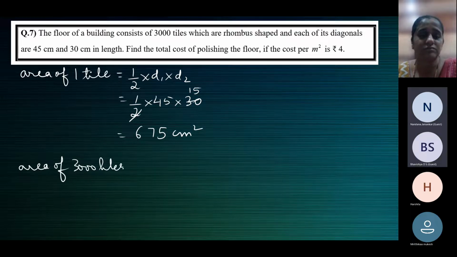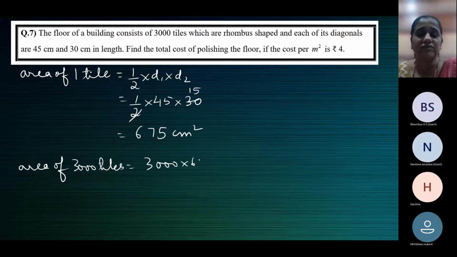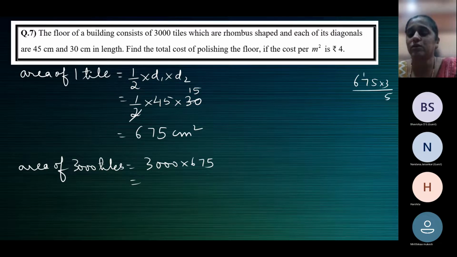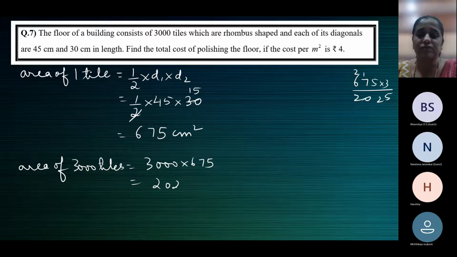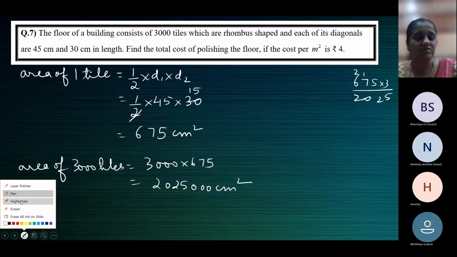3,000 into 675. What's the product? 675 into 3: 15, 1 carry over. 21, 22, 2 carry over. 18 and 20. So 2025 followed by 3 zeros, centimeter square. Is this correct? Do we understand this much?